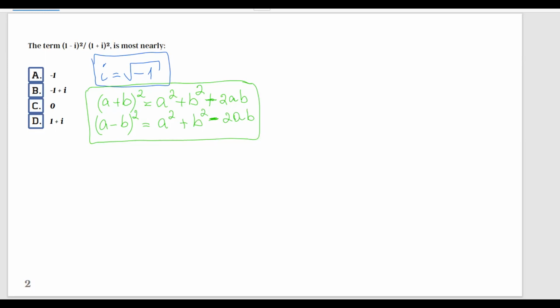So next, let's go ahead and apply this and solve for what the problem is asking. We have 1 minus i all squared over 1 plus i squared. So just coming here, we have 1 squared following the formula, plus i squared minus 2i. And at the bottom, we'll have 1 squared plus i squared plus 2i.